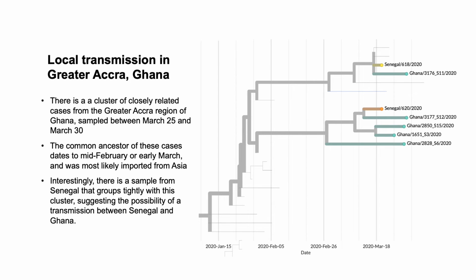Here we see a cluster of closely related samples from the Greater Accra region of Ghana, sampled between March 25th and March 30th. The common ancestor of these cases dates to mid-February or early March, and was most likely imported from Asia. Interestingly, there is a sample from Senegal that groups tightly with this cluster, suggesting the possibility of transmission between Senegal and Ghana.